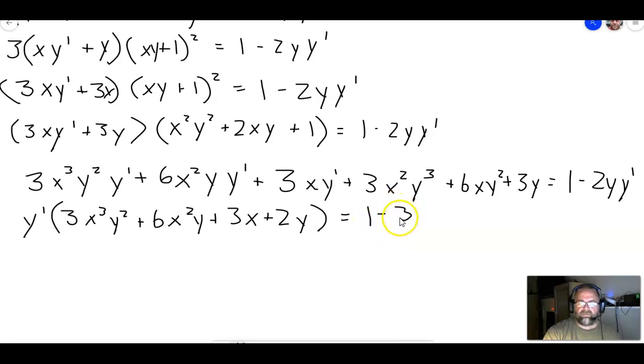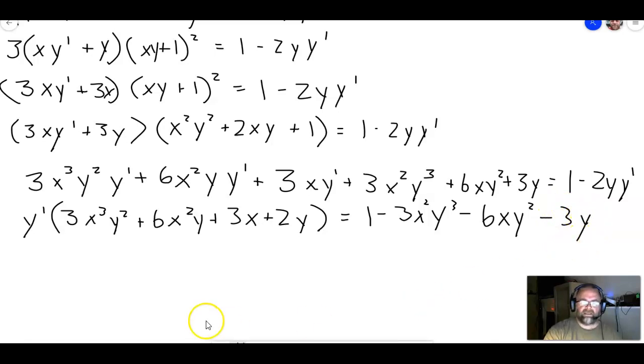minus 3, my mouse is messing up here, 3x squared y cubed plus, oops, not plus, it's going to be a minus because we got to bring it over there. Yeah, my mouse is not working. I'm going to get this though. Okay, so minus 6xy squared, and then we got minus 3y.